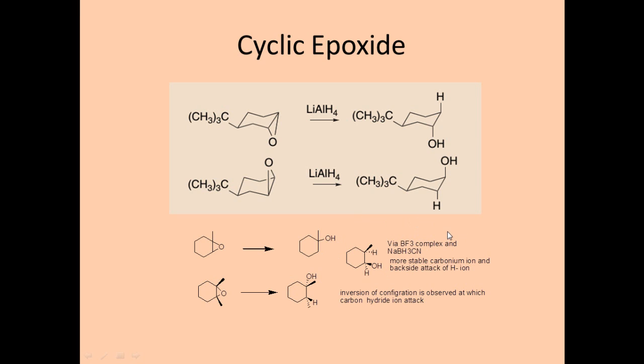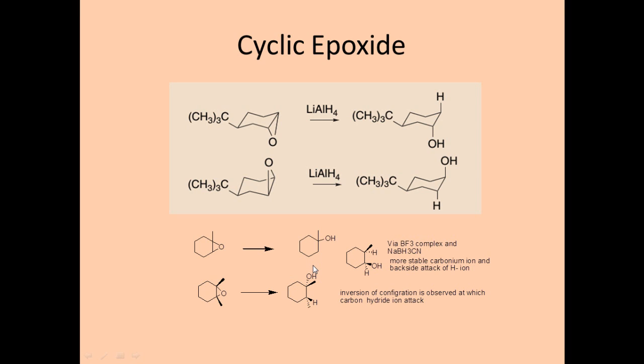But when BF3 complex is used with sodium borohydride or cyanoborohydride reagent, then the most stable carbocation forms and backside attack of the hydride operates. Now the OH is just opposite to this, because here we use the BF3 complex and sodium borohydride reagents. This produces the OH on the other side. So a carbocation complex mechanism is involved here. So there is another concept, the backside attack of the hydride ion. The OH is on the front side, and H is the backside attack.